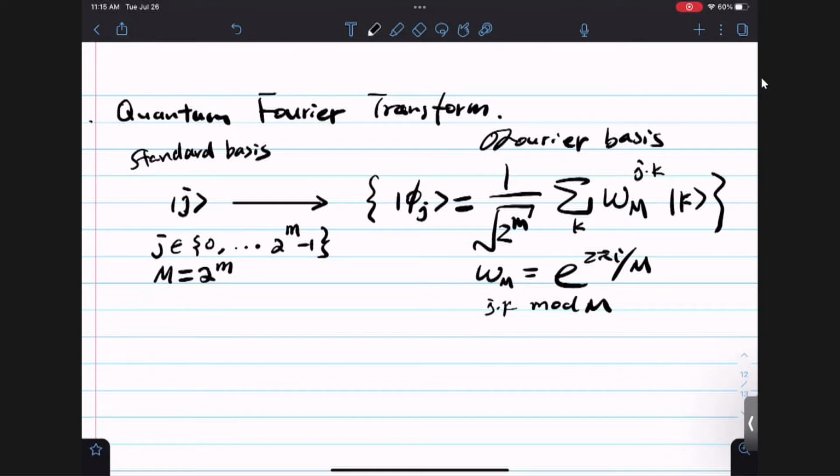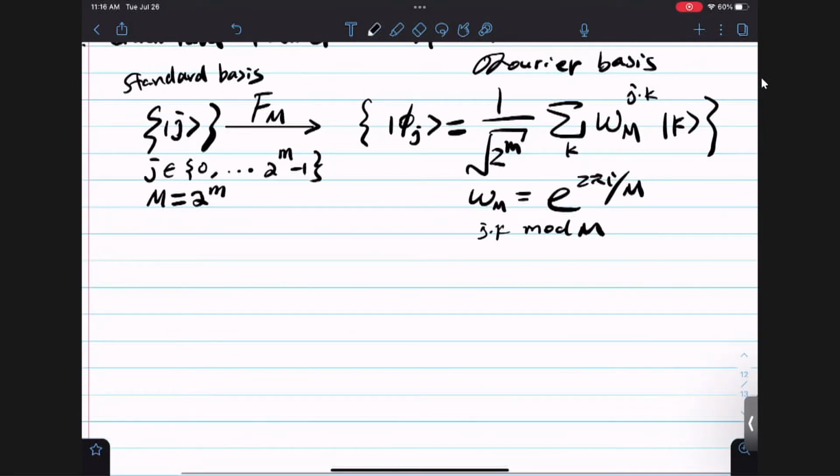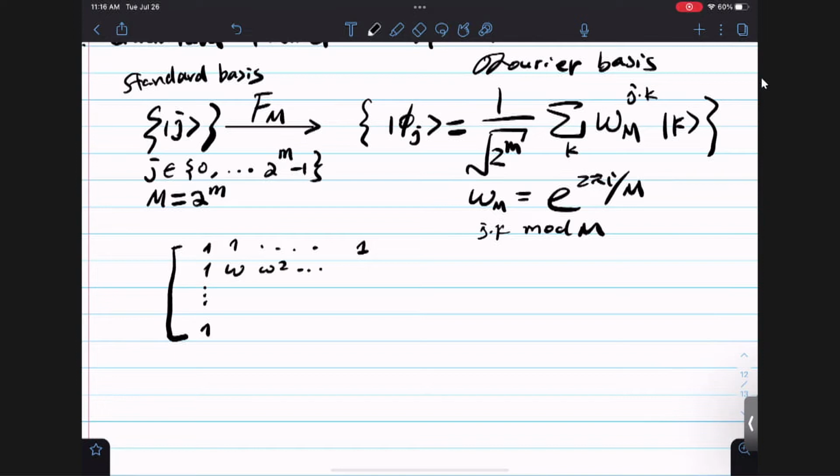Since these are two sets of bases, there's a linear transformation between them, and that's the transformation we're looking for. I call it F sub M. In matrix form, it's a linear transformation, so we can write it as a matrix. When I write down the matrix, I think many of you will recognize it, maybe under some different names.